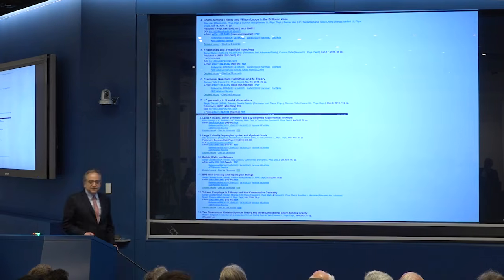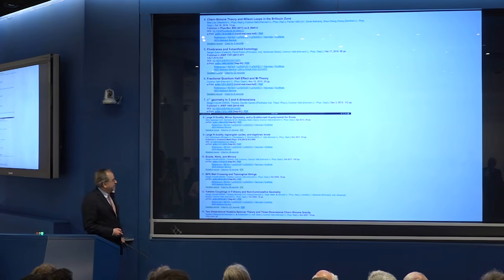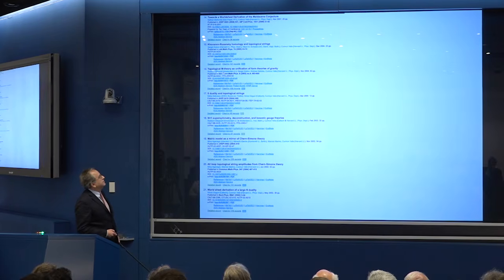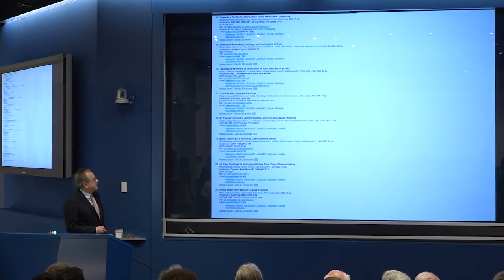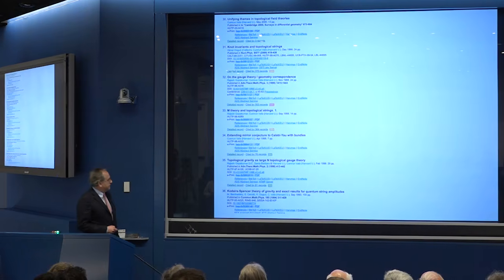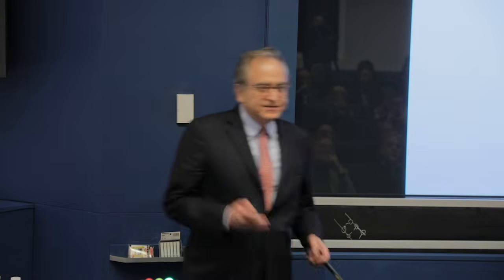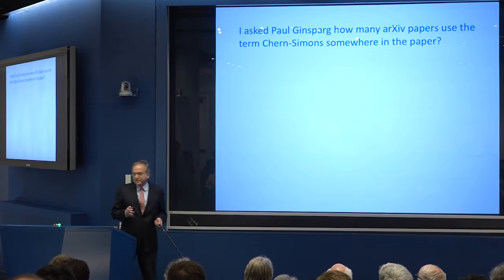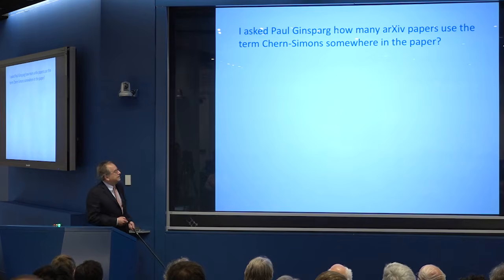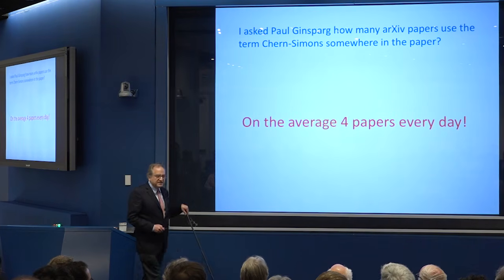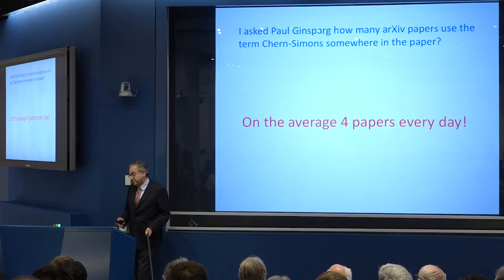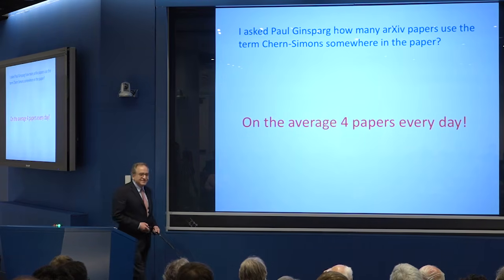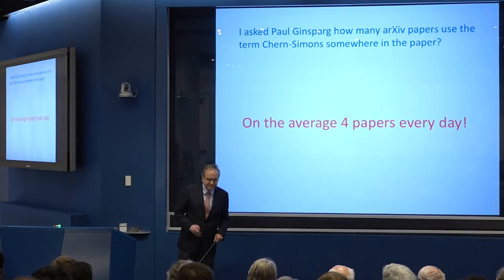As you can see, it's a very diverse range of applications, and it's just one person's encounter with this aspect of Chern-Simons theory. So it goes on and on. So then I asked to see something more definitive. I asked Paul Ginsparg, who's the founder and the manager of the archive, how many papers use the Chern-Simons term somewhere in the paper? This will give a better flavor about the diversity of it. And he told me on average 4 papers every day have this term in it. So this already shows the tremendous impact this subject has had in physics. I think that's clear.